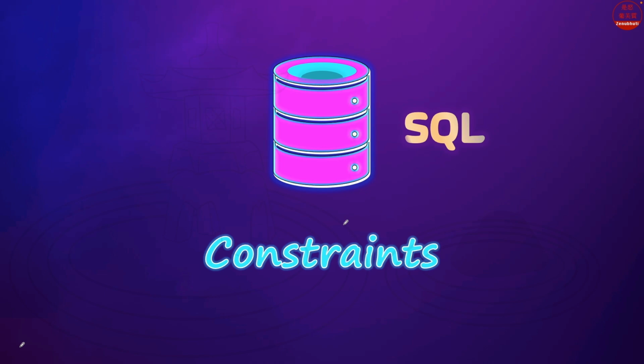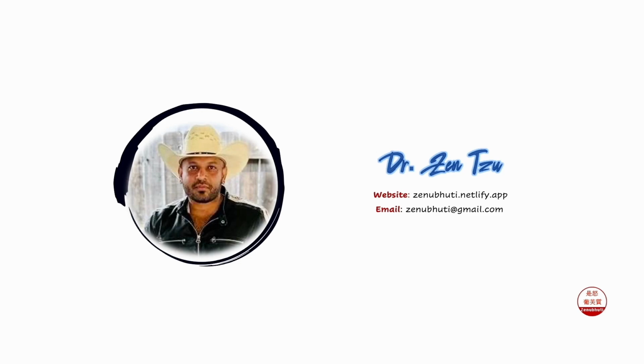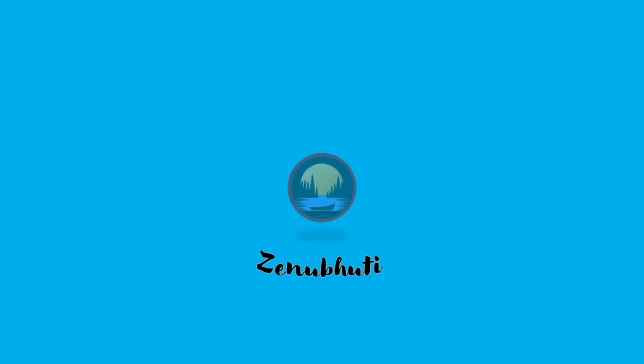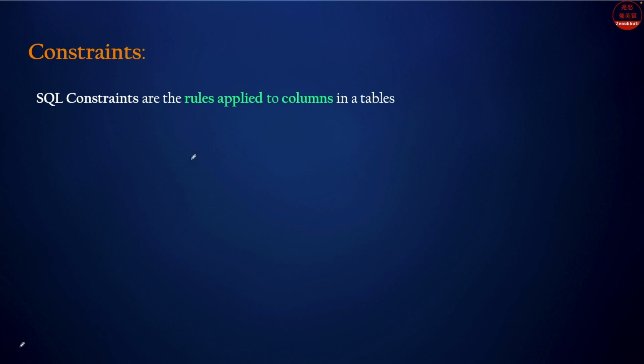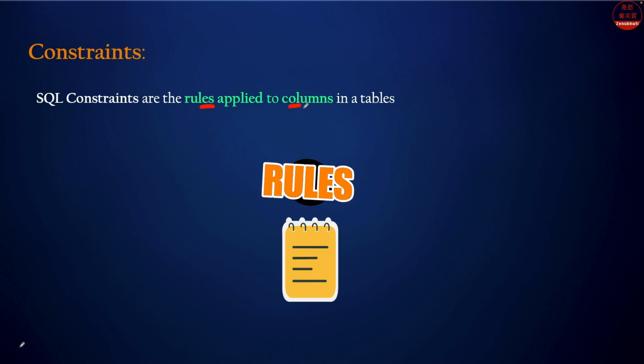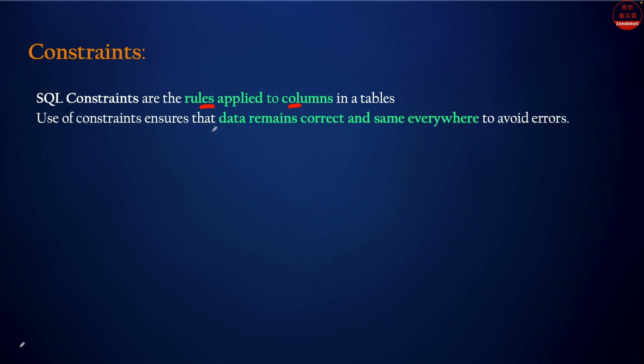Hello everyone, we're going to discuss here different types of SQL constraints. SQL constraints are nothing but the rules that are applied to your table column. And the use of SQL constraints ensures that your data remains correct and the same everywhere in order to avoid the errors.